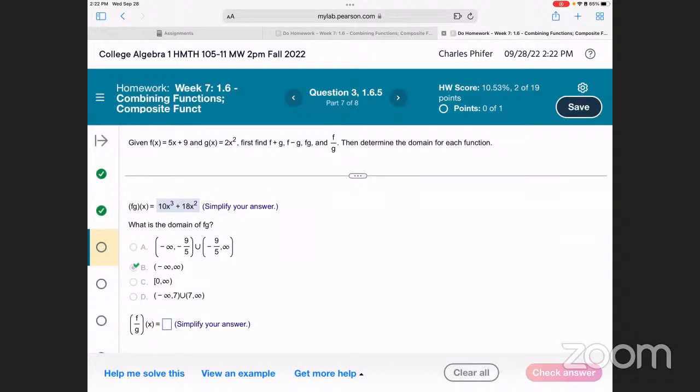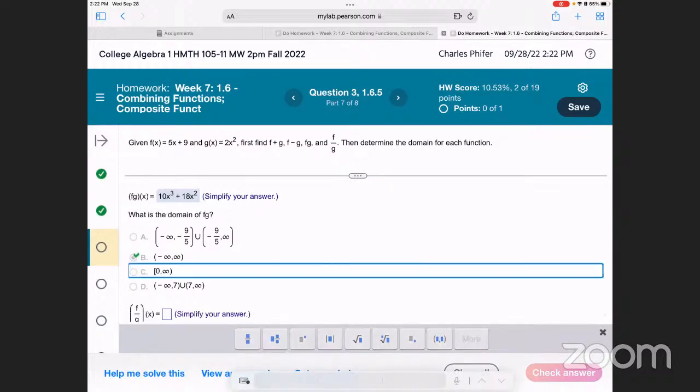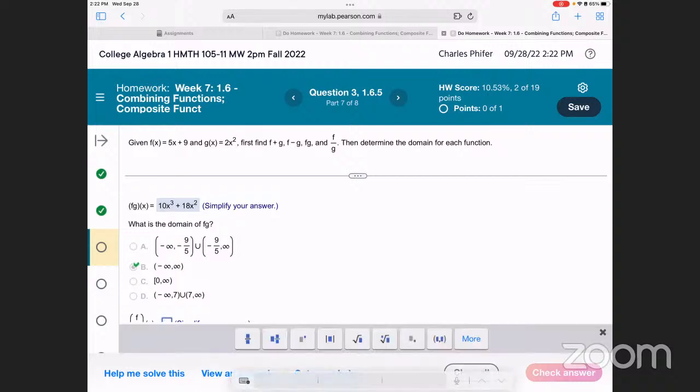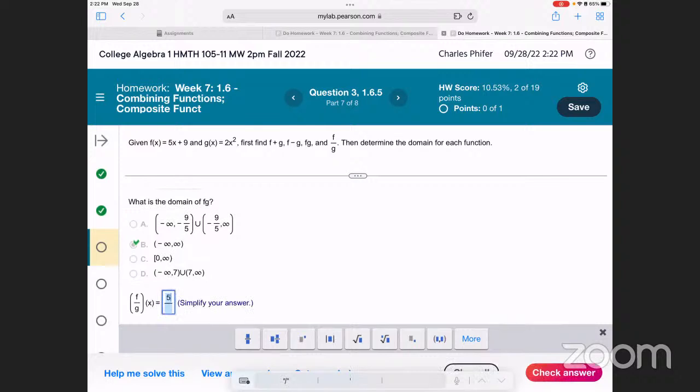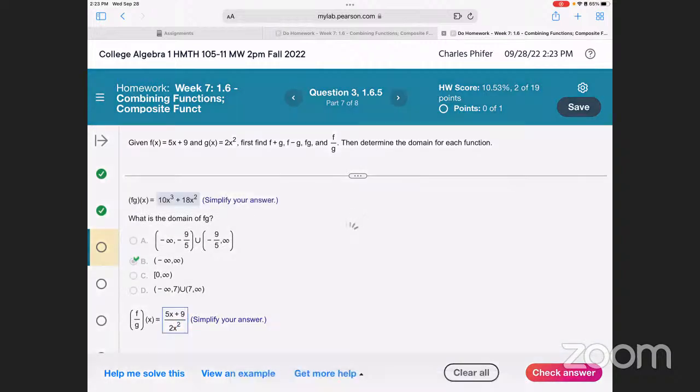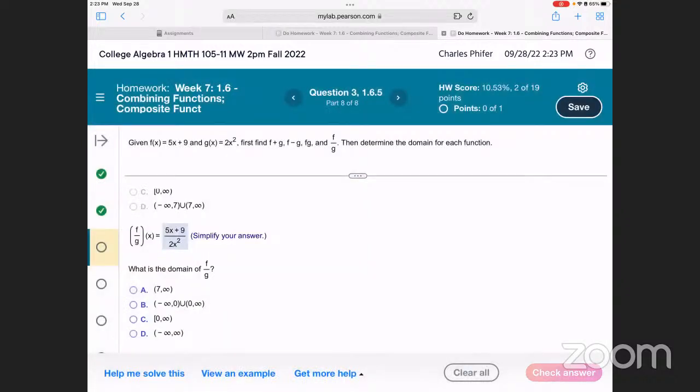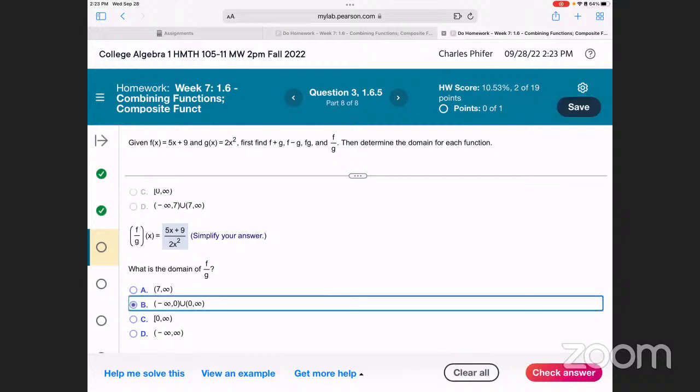Okay. And then F divided by G. On top, we're going to have 5x plus 9, and then on bottom, just 2x squared. Now, again, it's still all reals, but remember, we have to throw out any x that makes the denominator 0. The only x that makes the denominator 0 here is 0, so we want everything except 0. The solution choice that captures everything except 0 is going to be B.